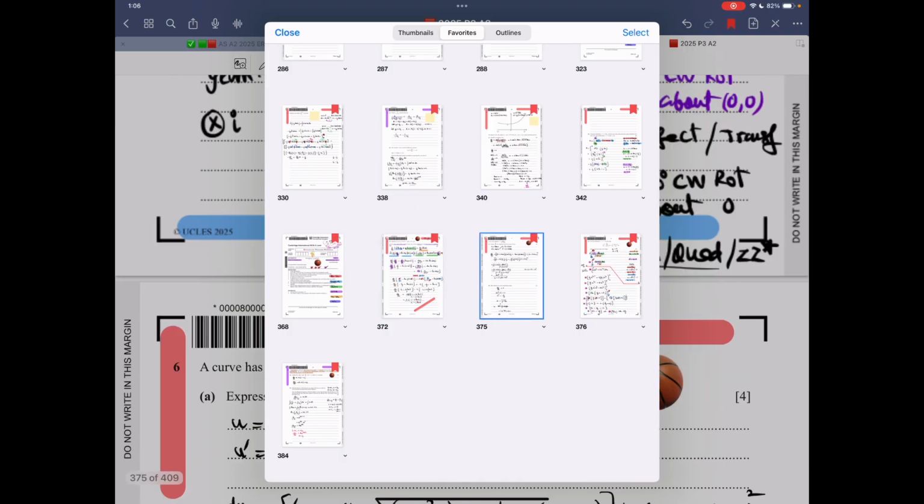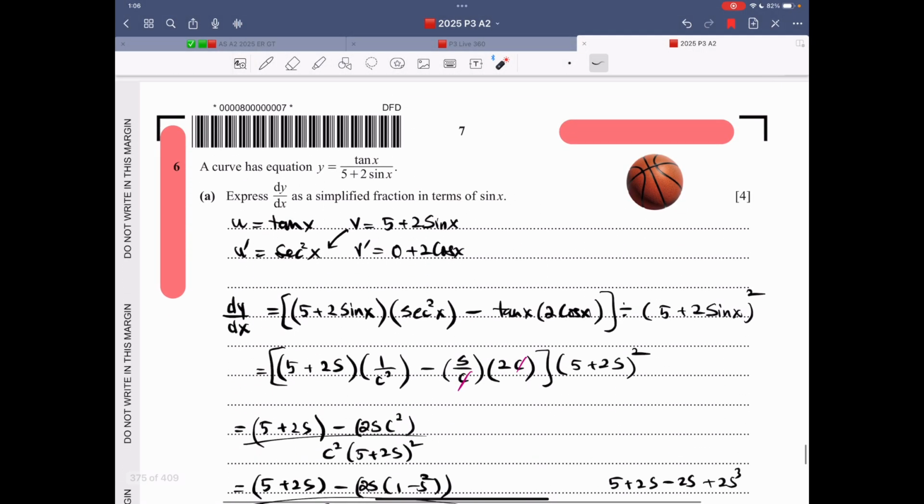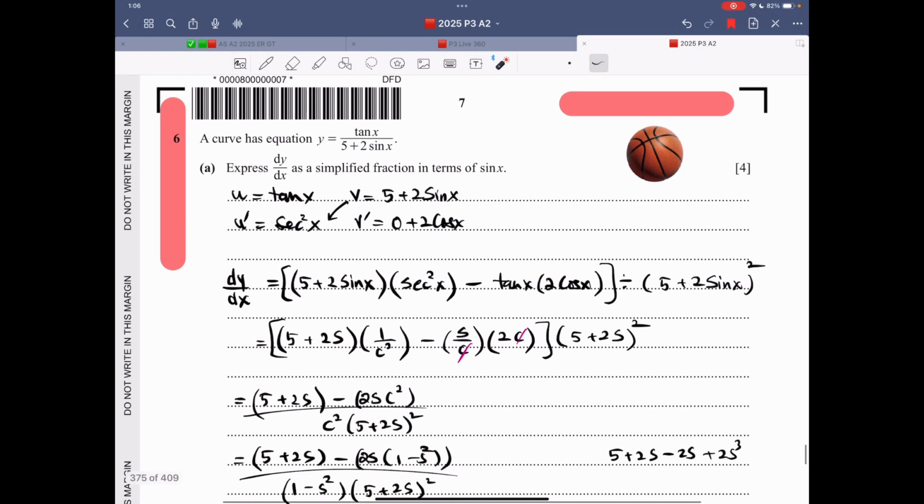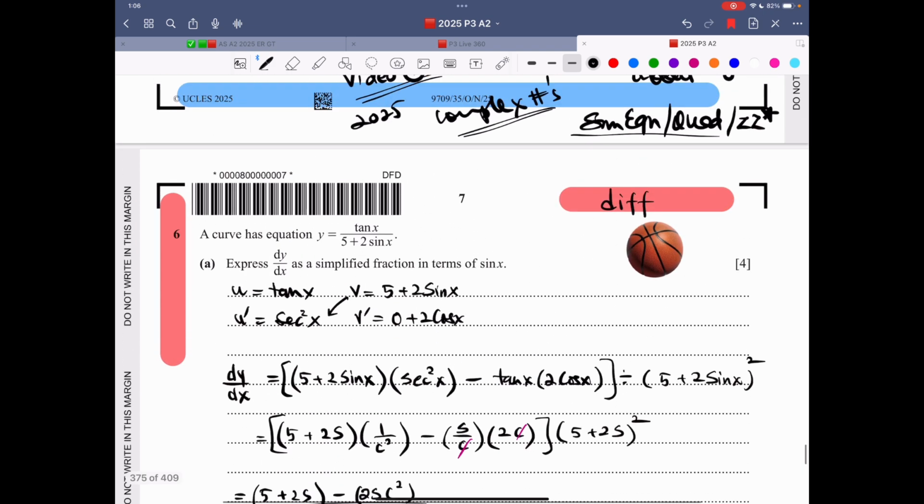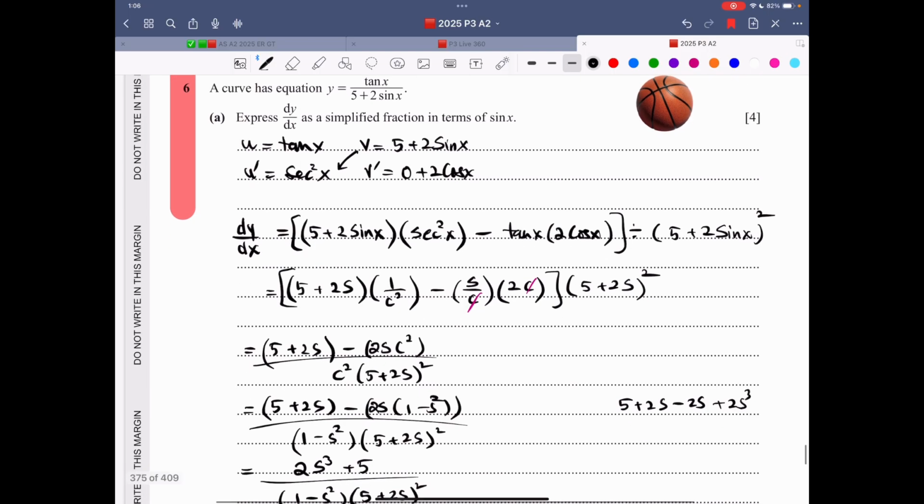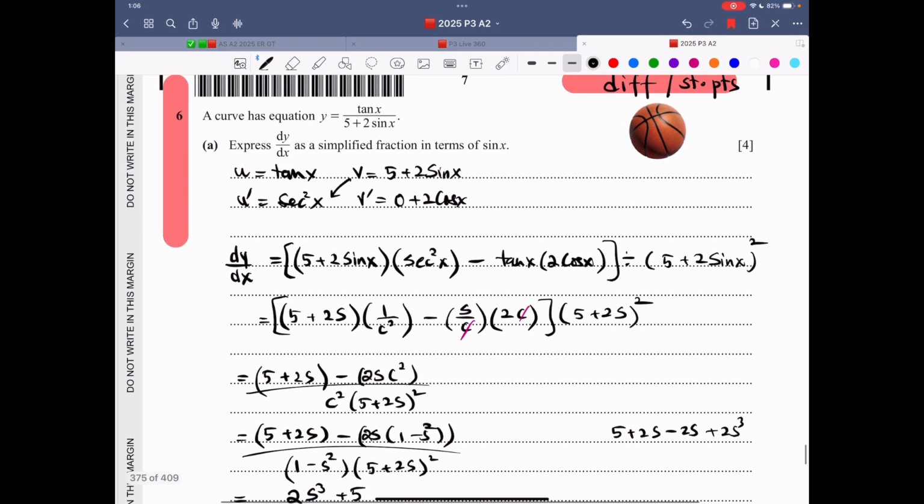The next question is this one, question number 6. It says a curve has this equation, tangent x over 5 plus 2 sine x. Express dy by dx as a simplified fraction. So this is differentiation. That was also differentiation. This is differentiation and no stationary points. So this is differentiation and stationary points. That was implicit. Express dy by dx as a simplified fraction in terms of sine x.